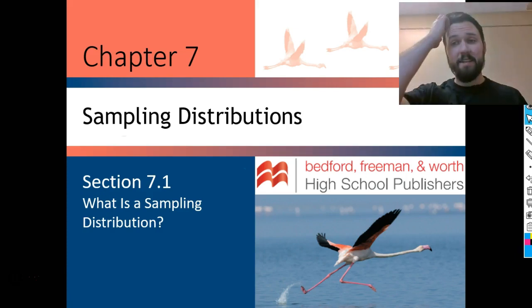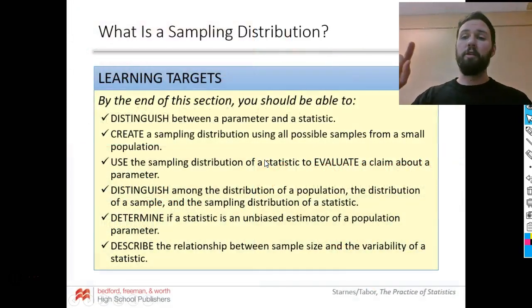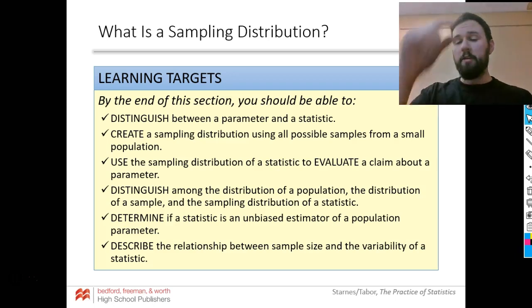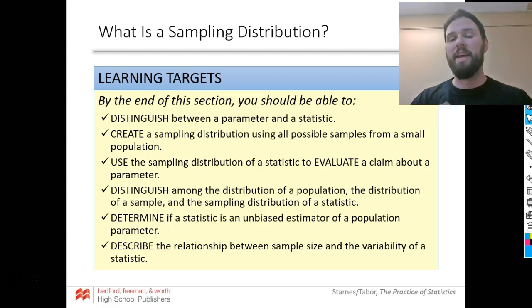We are going to be looking at sampling distributions. Let's go. Alright, we got to start at some point, 7.1. We're going to look at the difference between a parameter and a statistic. We're going to make sampling distributions. We're going to use them to evaluate claims, 5% rule. We're going to distinguish between distribution, population sampled, and sampling distribution. Determine if it's unbiased, and we're going to look at sample size and how it relates to variability.